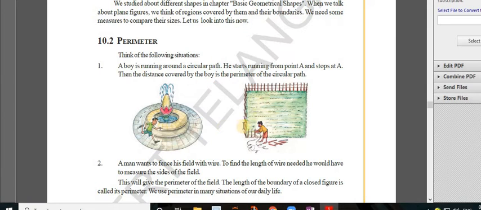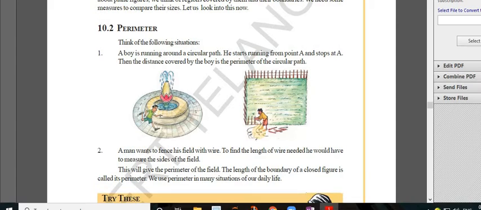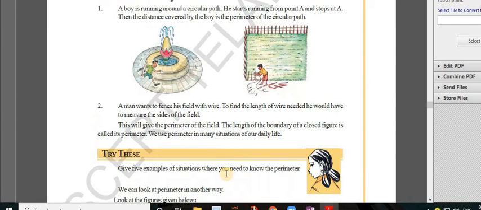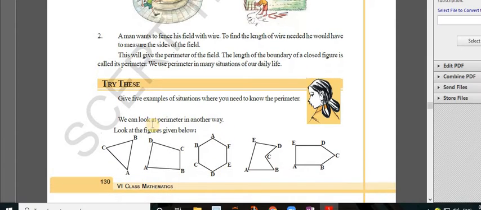And next, one more situation he has given. A man wants to fence his field with wire. To find the length of the wire needed, he would have to measure the sides of the field. This will give the perimeter of the field. The length of the boundary of a closed figure is called its perimeter. We use perimeter in many situations of our daily life. So here he is asking, give 5 examples of situations where you need to know the perimeter.